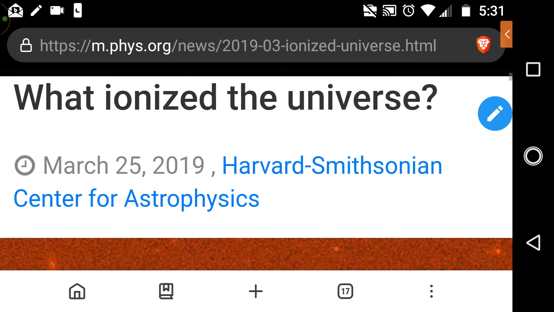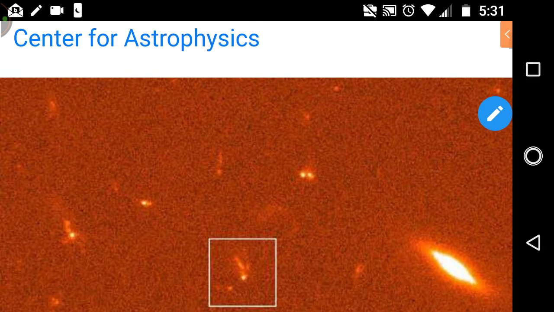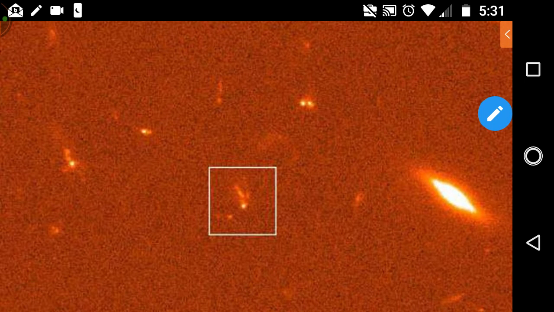Here's one from phys.org. What ionized the universe? The ionization of the universe doesn't seem to add up with standard cosmological models, as when we measure the radiation coming out of a galaxy, it does not account for the amount of ionization in the universe. So the cosmic microwave background is not a real thing, since it can't be measured and replicated.